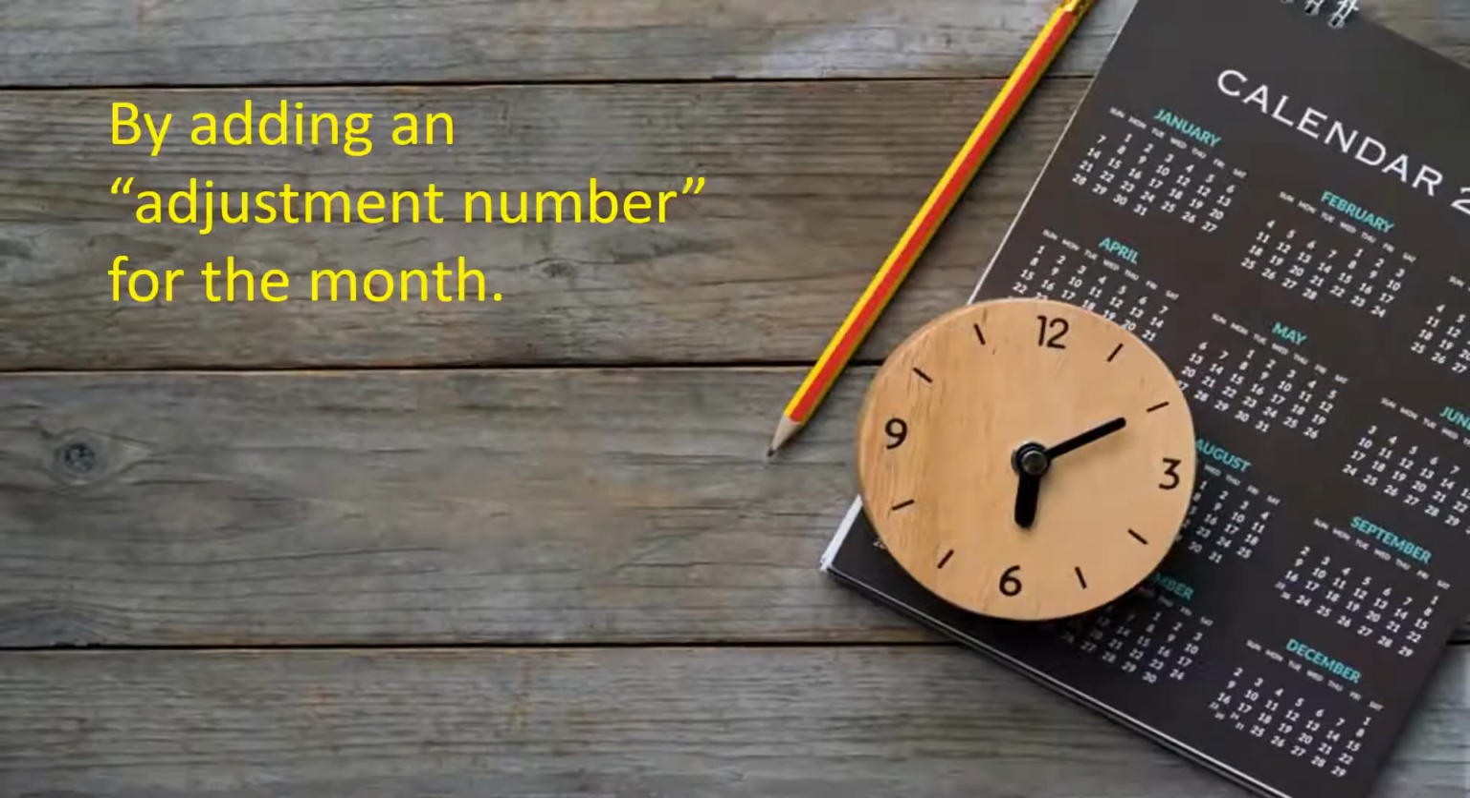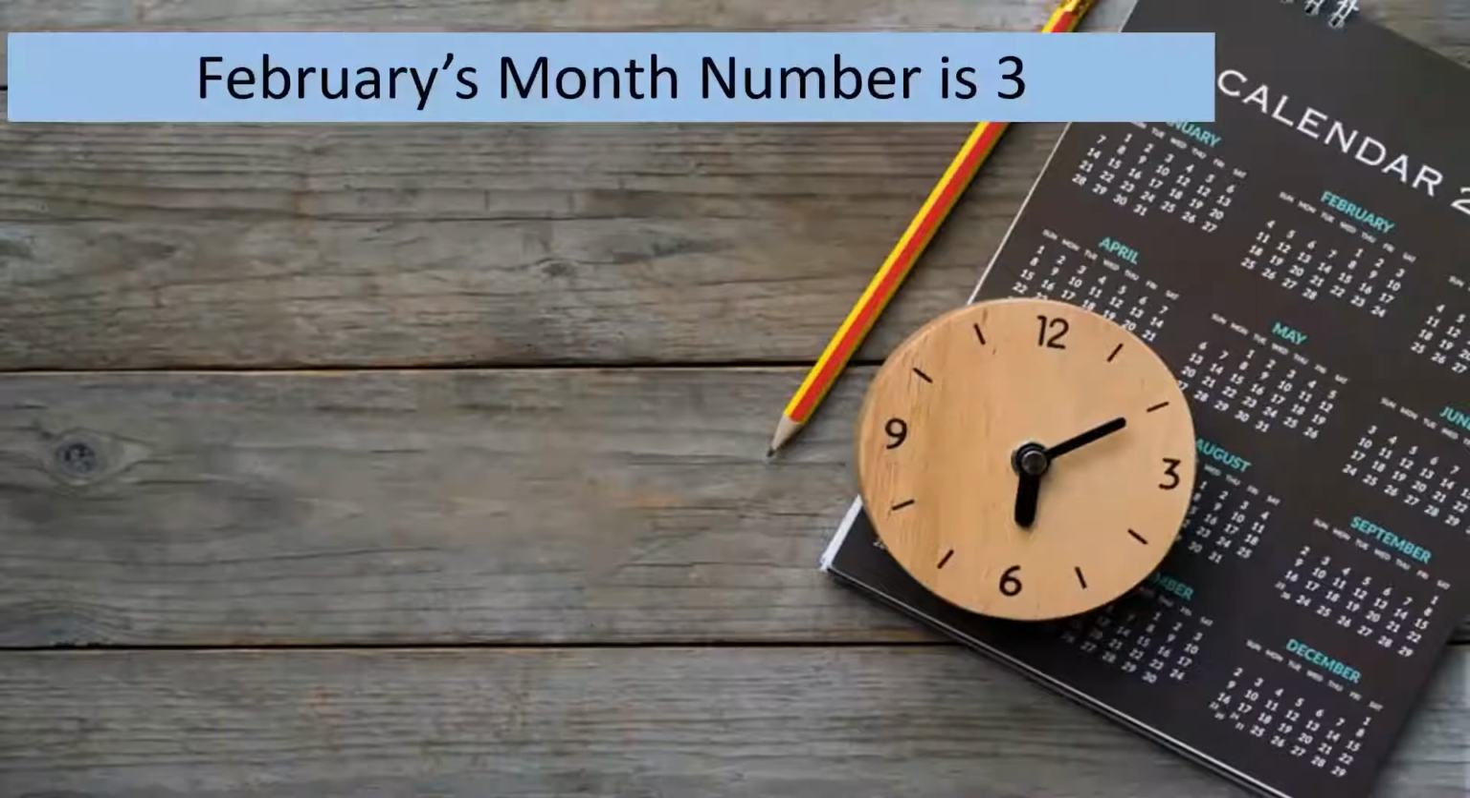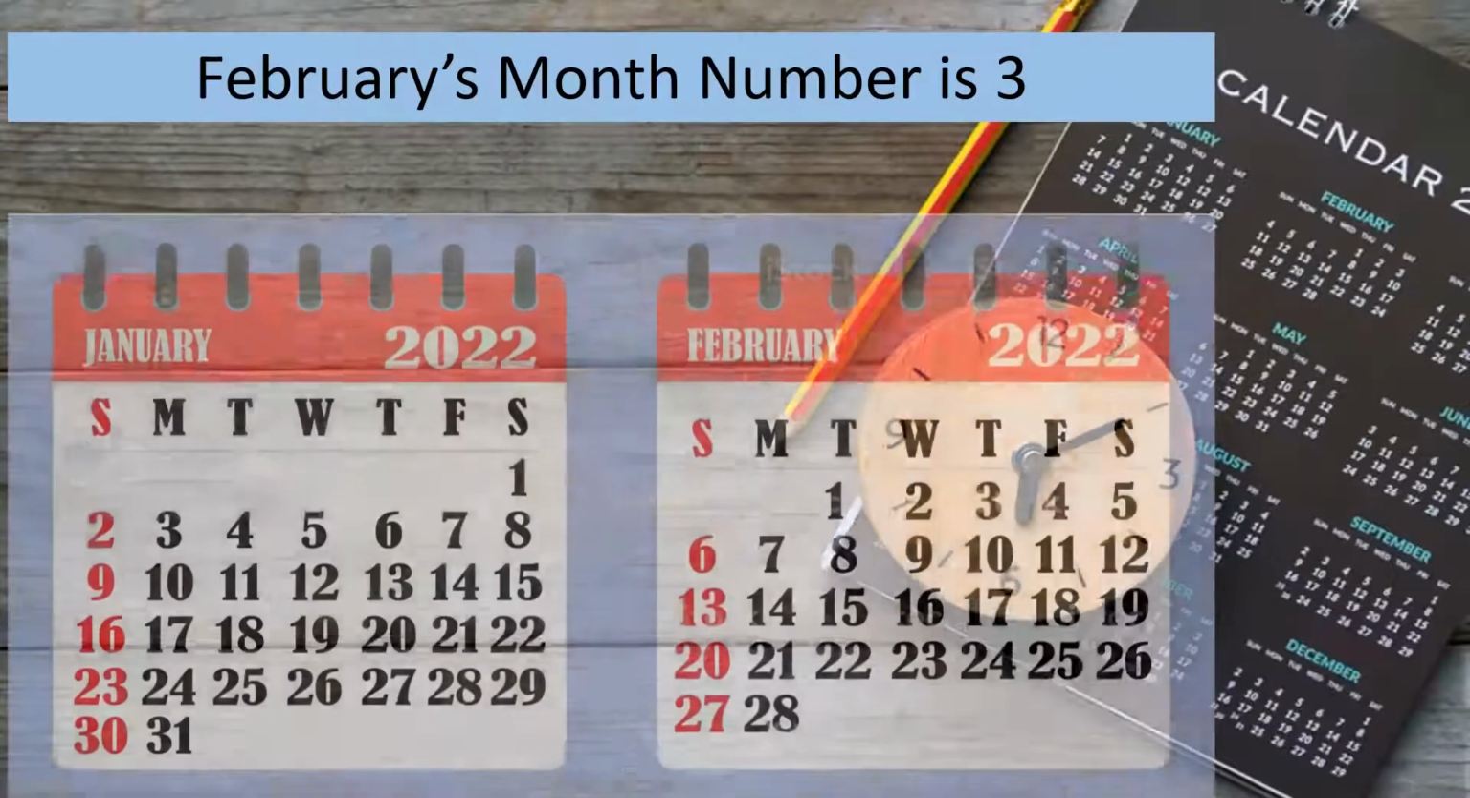By adding an adjustment number for the month. Let's call it the month number to keep it simple. Stay with us. It's not hard. It's not difficult. Let's just get on with the presentation. February's month number is 3. What does that mean? We'll see it in just a moment.